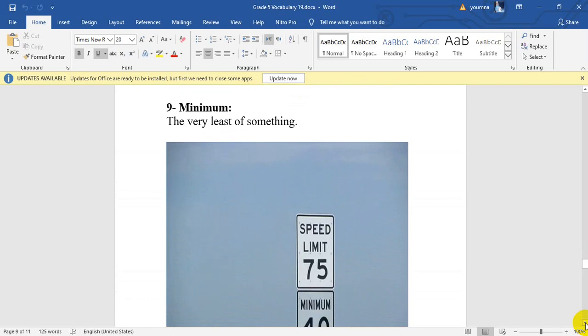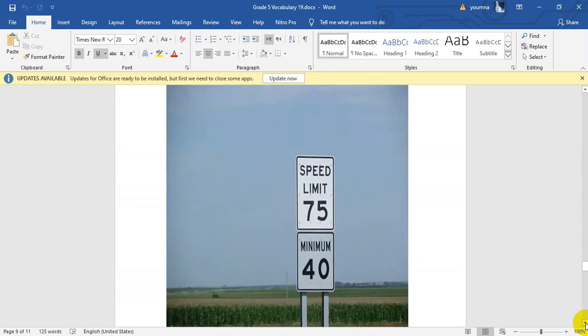Then we have the word minimum. Minimum is the very least of something, and the opposite of it is maximum. Minimum, the opposite is maximum. For example, here, speed limit 75, minimum 40. So this is a rule. You can find it by the traffic police. They put these signs on roads and streets to give it as a rule for drivers. Okay, so you're going to find down here minimum 40, minimum 40.